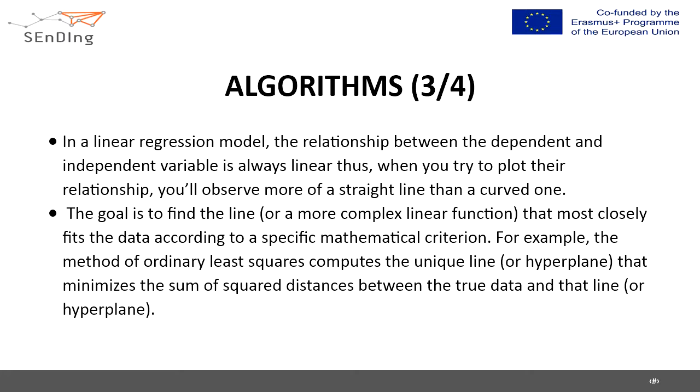In a linear regression model, the relationship between the dependent and independent variable is always linear. Thus, when you try to plot their relationship, you'll observe more of a straight line than a curved one. The goal is to find the line or a more complex linear function that most closely fits the data according to a specific mathematical criterion. For example, the method of ordinary least squares computes a unique line or hyperplane that minimizes the sum of square distances between the true data and that line.